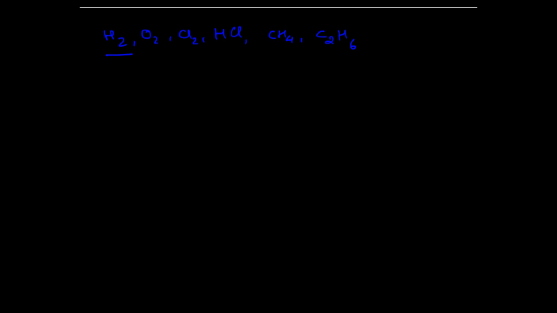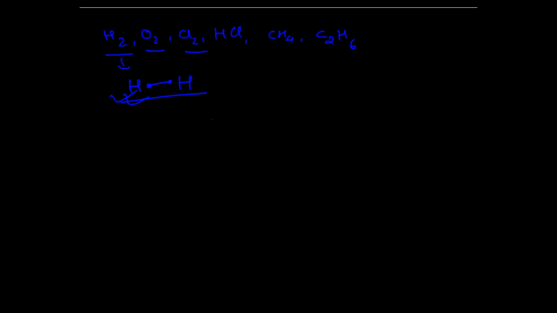H2. Hydrogen is a diatomic molecule. Hydrogen, oxygen, fluorine, all are diatomic molecules. That is, they exist in the diatomic state in the natural state. So H2, it is basically this bond. A hydrogen atom and a hydrogen atom share a pair of electrons to form an H2 molecule. So this is the rough dot and cross diagram of H2.